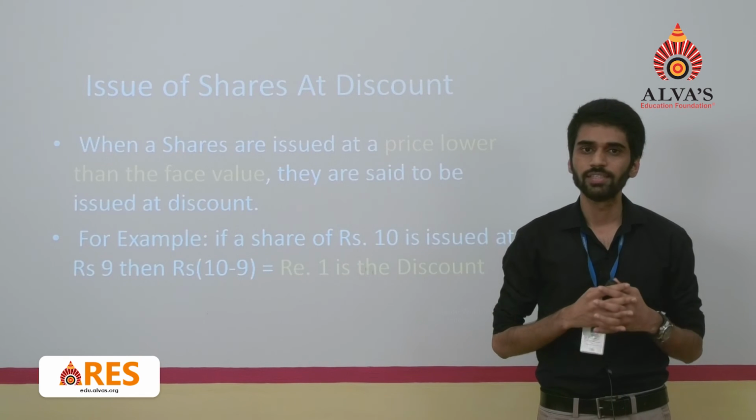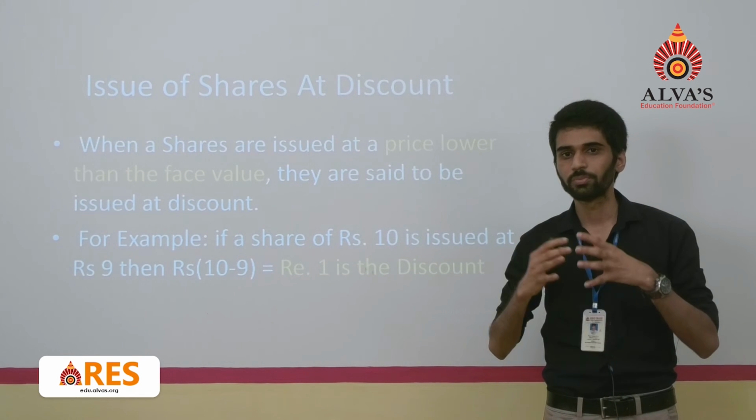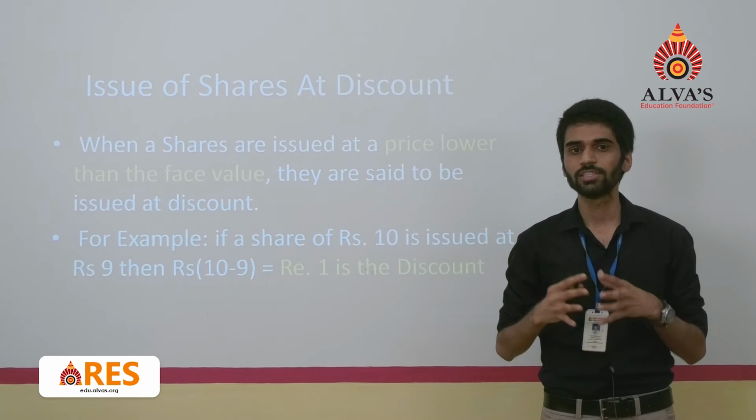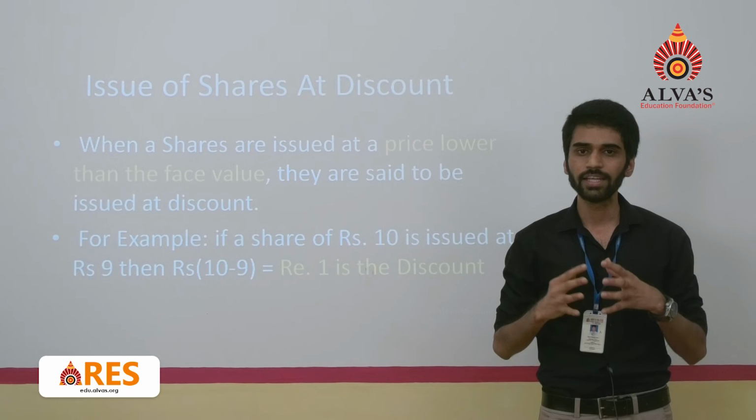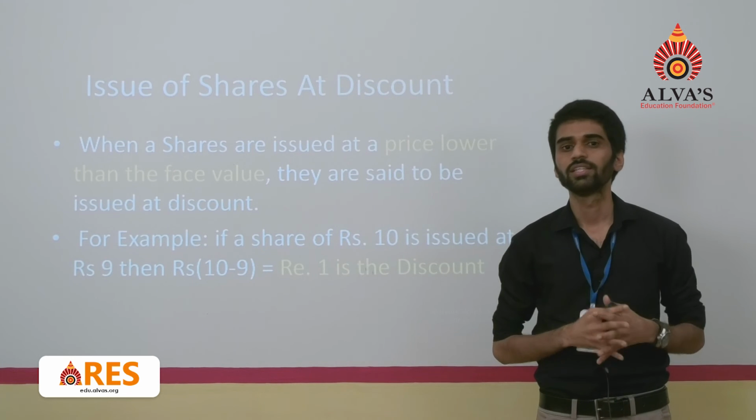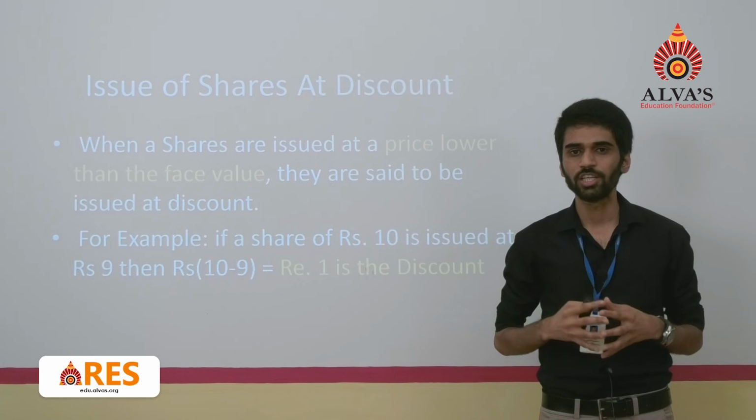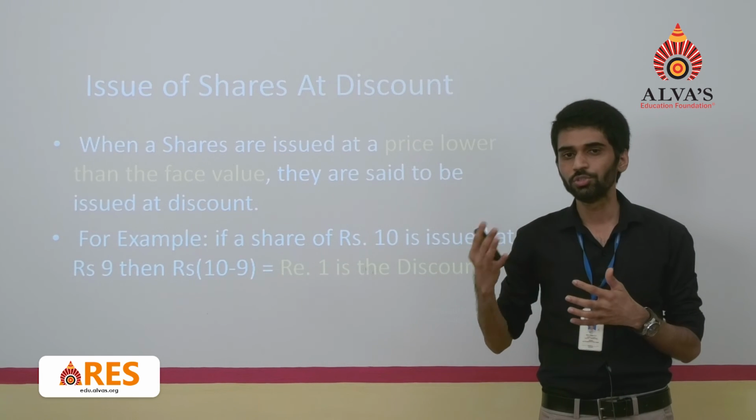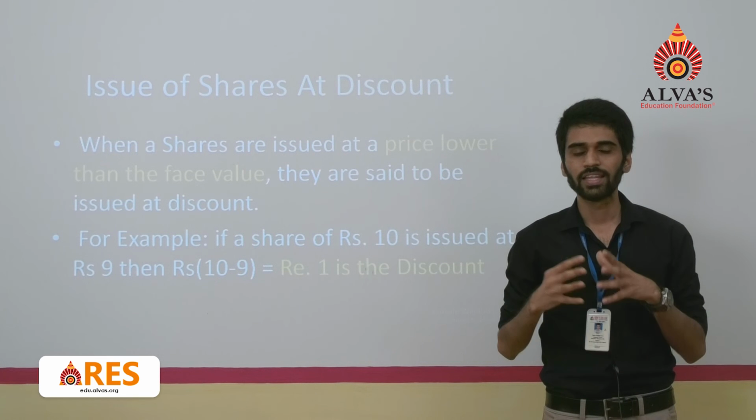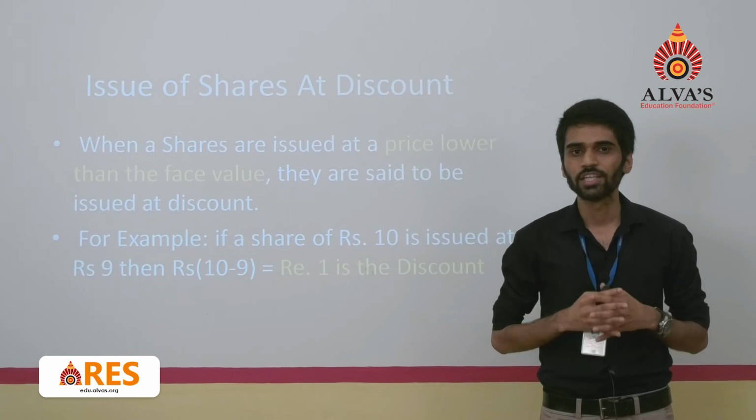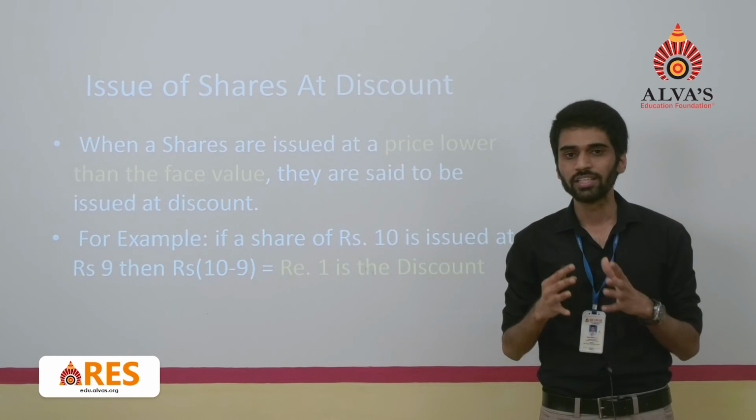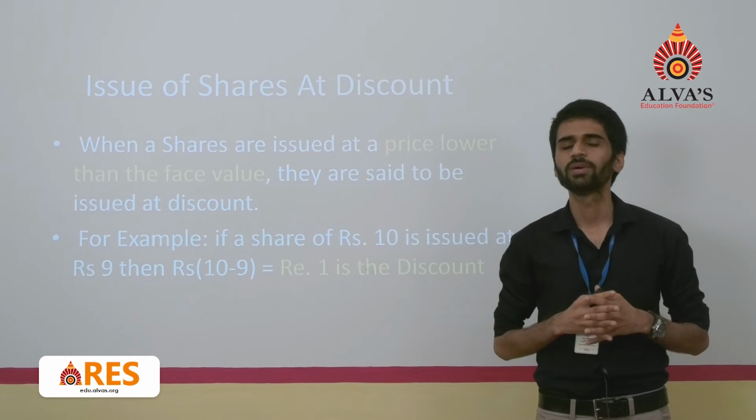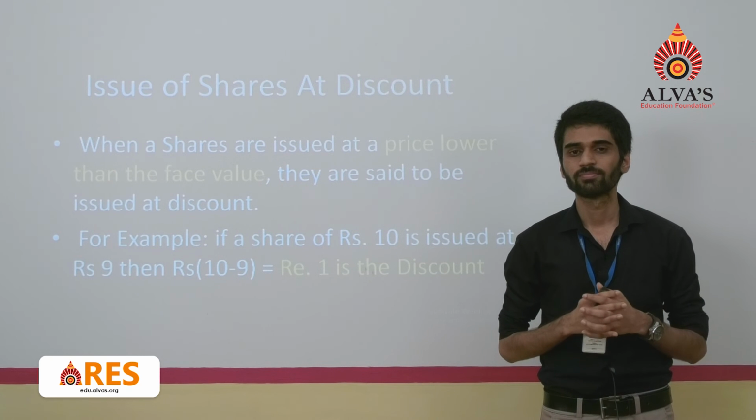If the issue of shares is made at a discount, what will be the provision? What is the meaning of discount? If the issue is made at a price which is lower than the face value, then it is said to be shares issued at discount. Suppose the face value of the share is 10 rupees and the company wishes to issue that share at 9 rupees, then it is said to be a share issued at discount. Here 10 minus 9, that is 1 rupee, is considered as a discount offered by the company to the shareholders.